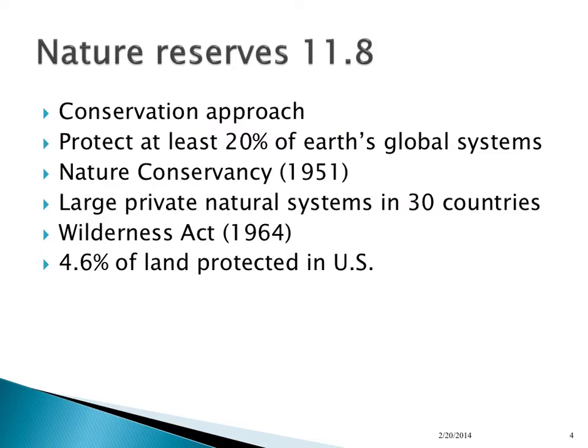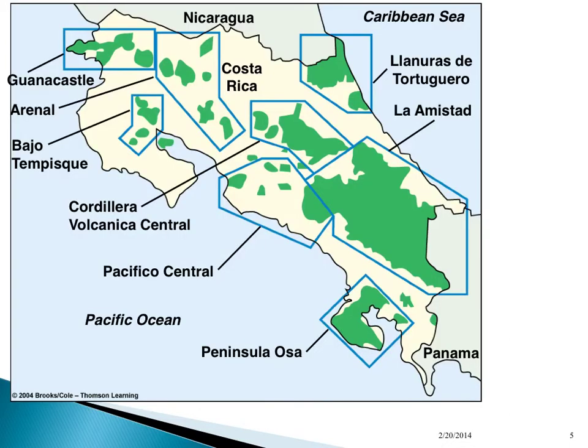In 1964, we had the Wilderness Act, which is significant. 4.6% of the land in the United States was protected. Wilderness means you can't do any logging or mining or anything like that. A mere 4.6%, unfortunately.